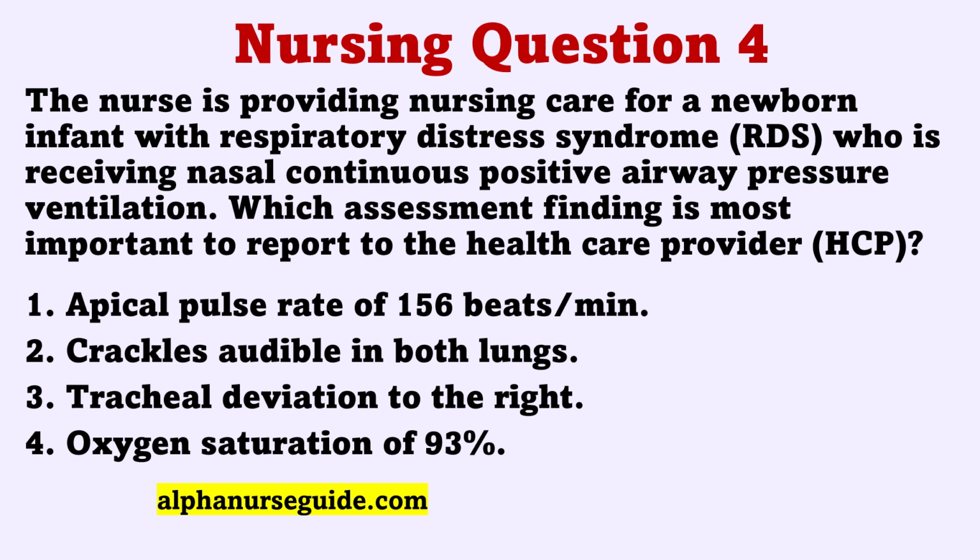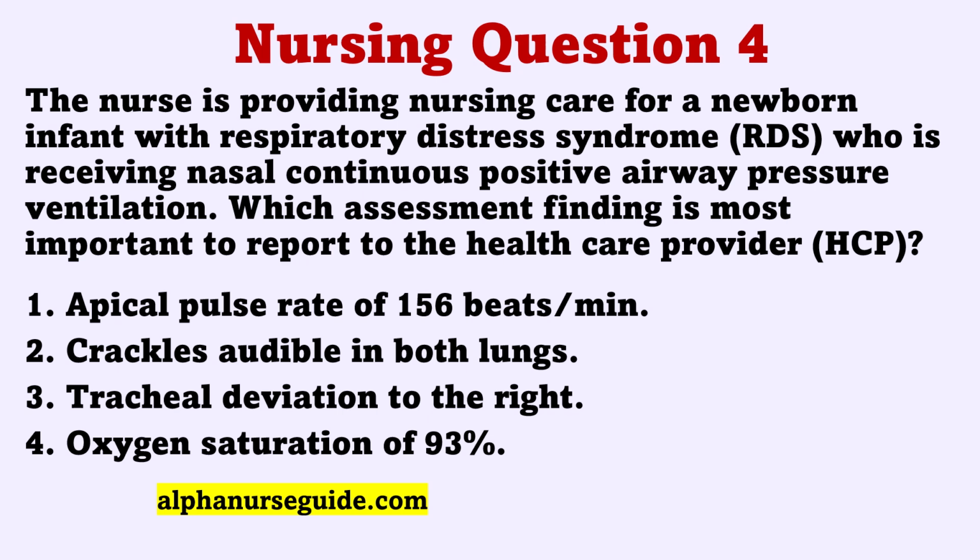The correct answer is 3. Tracheal deviation to the right. Tracheal deviation suggests tension pneumothorax, a possible complication of positive pressure ventilation. The nurse will need to communicate rapidly with the HCP and assist with actions such as chest tube insertion. The heart rate, crackles, and oxygen saturation will be reported to the HCP, but are expected in RDS and do not require immediate intervention.